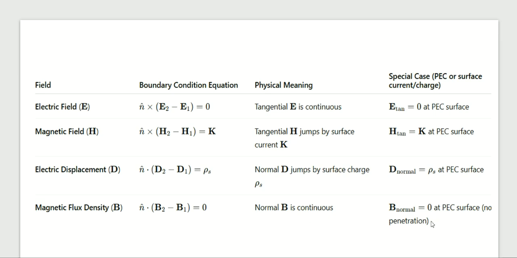So the flux flows through the PEC, the perfect electric conductor surface, but you get no penetration. It doesn't go through the walls of the wires. So these are the main variables that govern the boundary condition equations, or the boundary condition phenomenon.